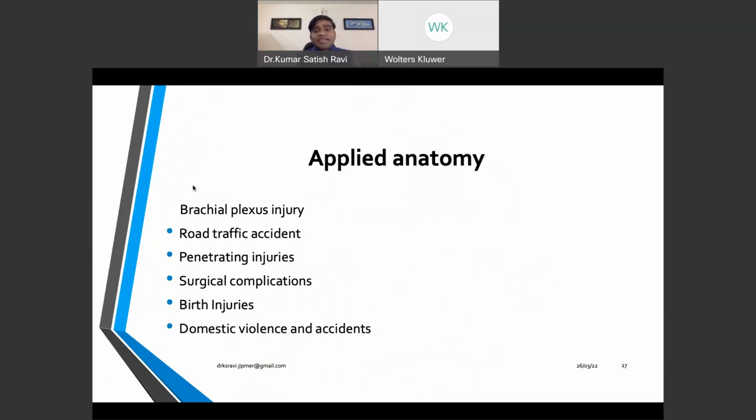Now we will be discussing the applied aspect of this brachial plexus. Clinically, it is very important, right? Injury of the brachial plexus is not very uncommon, to be very frank. There are various reasons, including road traffic accidents, penetrating injuries, surgical complications, birth injuries, or even domestic violence.